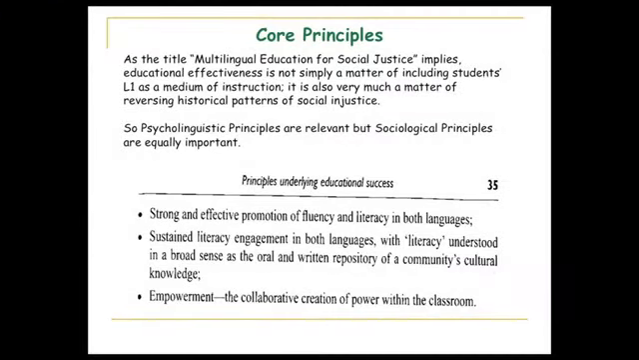When we look at some of the principles that have come out from this research, there are several things to keep in mind. As the title of my presentation suggests, and it's the same title as in the book edited by Ajit Mohanty and colleagues, namely Multilingual Education for Social Justice, we're not talking only about medium of instruction here. Educational effectiveness is not simply a matter of including students' first language as a medium of instruction. It is also very much a matter of reversing historical patterns of social injustice. So there's a psycholinguistic element, but there's also a sociological element.